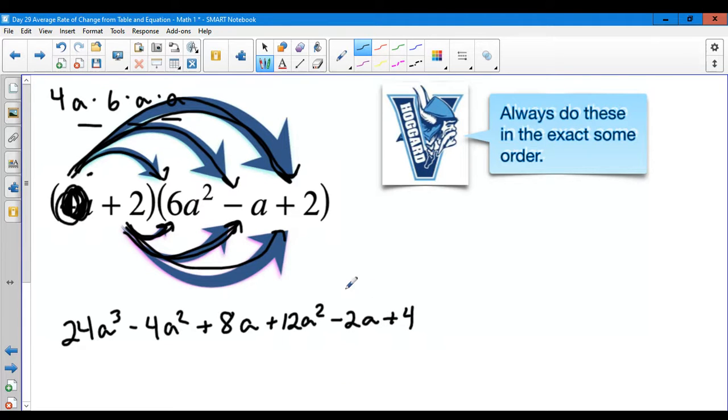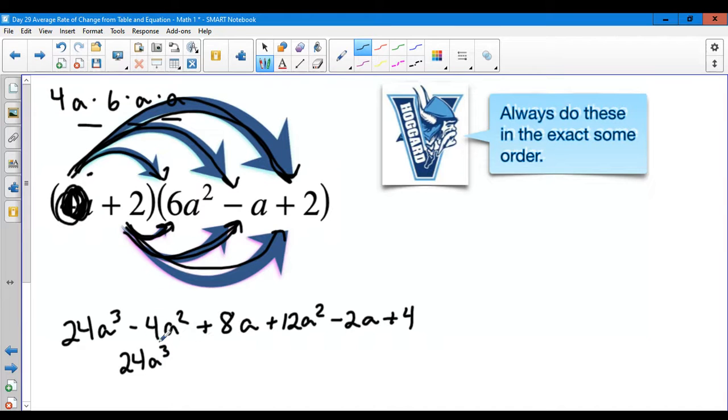And we wind up with 6 terms here. The 4a times 3 things, the 2 times 3 things, we've got 6 terms. We look for like terms. Like terms have the exact same variable and exponent. So this is an a to the third power, and I don't see a single other term that has an a to the third power, so it has no like terms.